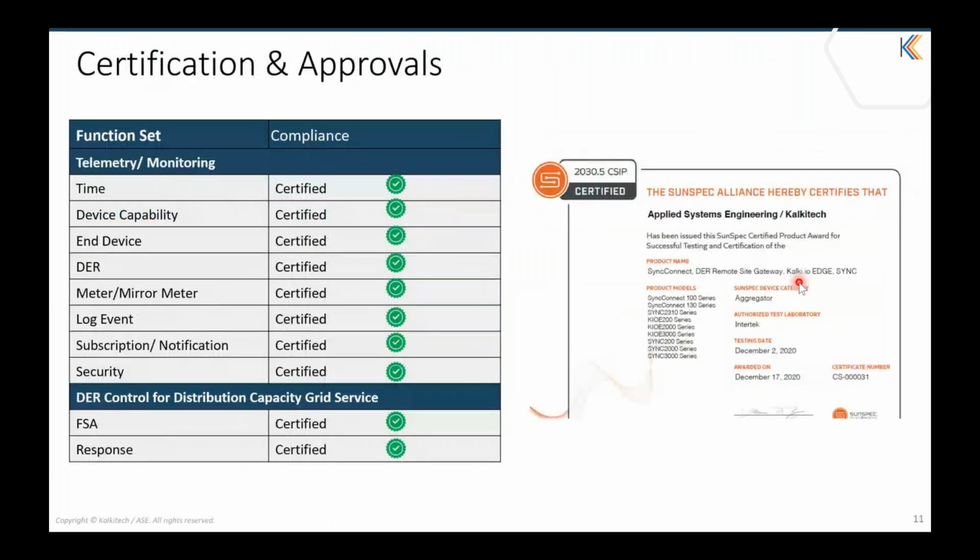Moving on. As we discussed in the previous slide, the 2030.5 aggregator or direct client in the gateway as well as the data hub is tested and validated as per the SunSpec CSIP standard. So all the mandatory and optional function sets as defined in the IEEE 1547 for the CSIP standard are verified and certified by SunSpec.